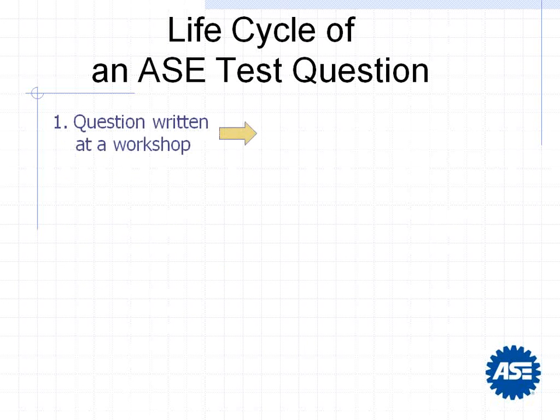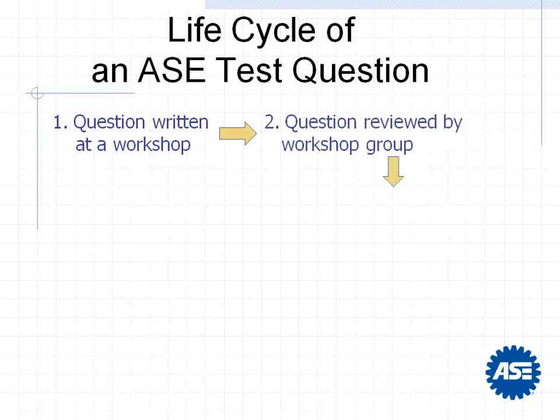Okay, now let's look at the life cycle of an ASE test question. This is broken down into, I guess it'll show 8 steps, but some of them are kind of combined. But nonetheless, look at these first two up on the screen about question written at a workshop and question reviewed by a workshop group. The way it works is this.